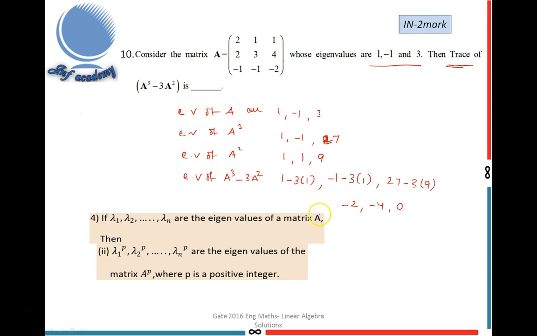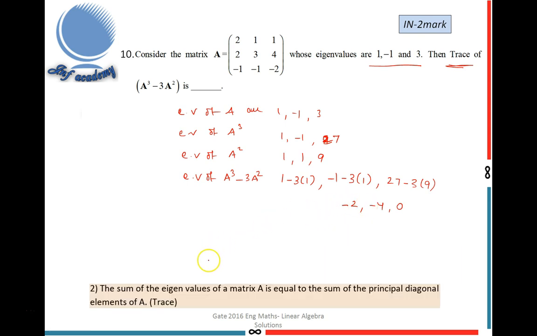Next I use that property, that is, the sum of the eigenvalues of a matrix A is equal to the sum of the principal diagonal elements. It is also called trace. So trace of A cube minus 3A square equals the sum of the eigenvalues of that matrix, that is minus 2 minus 4 plus 0, which is equal to minus 6. So the final answer is minus 6.